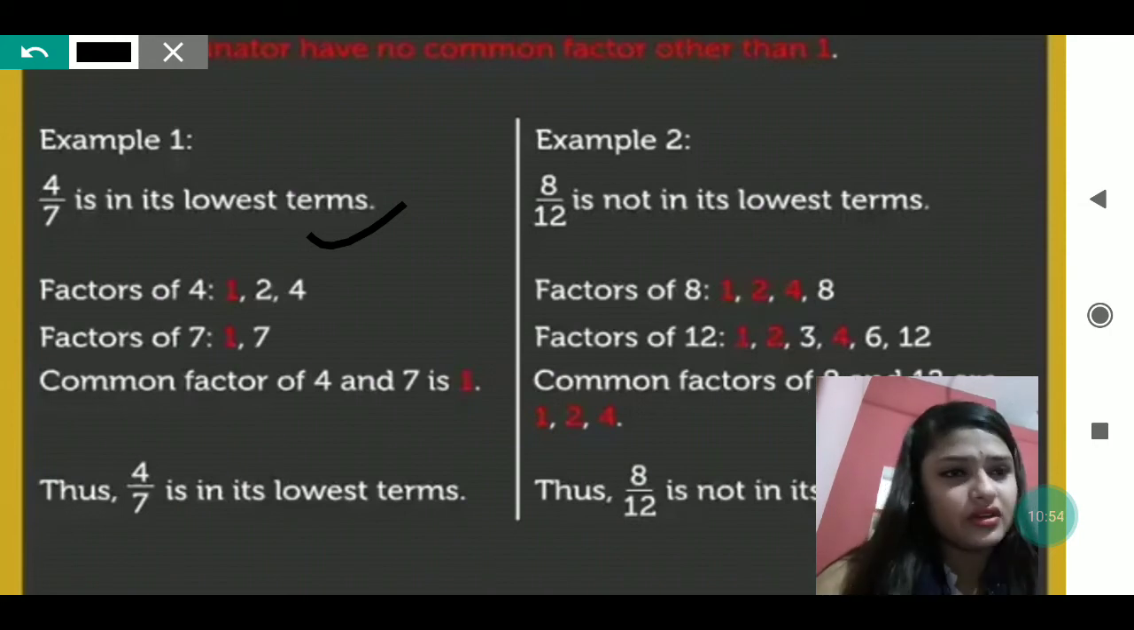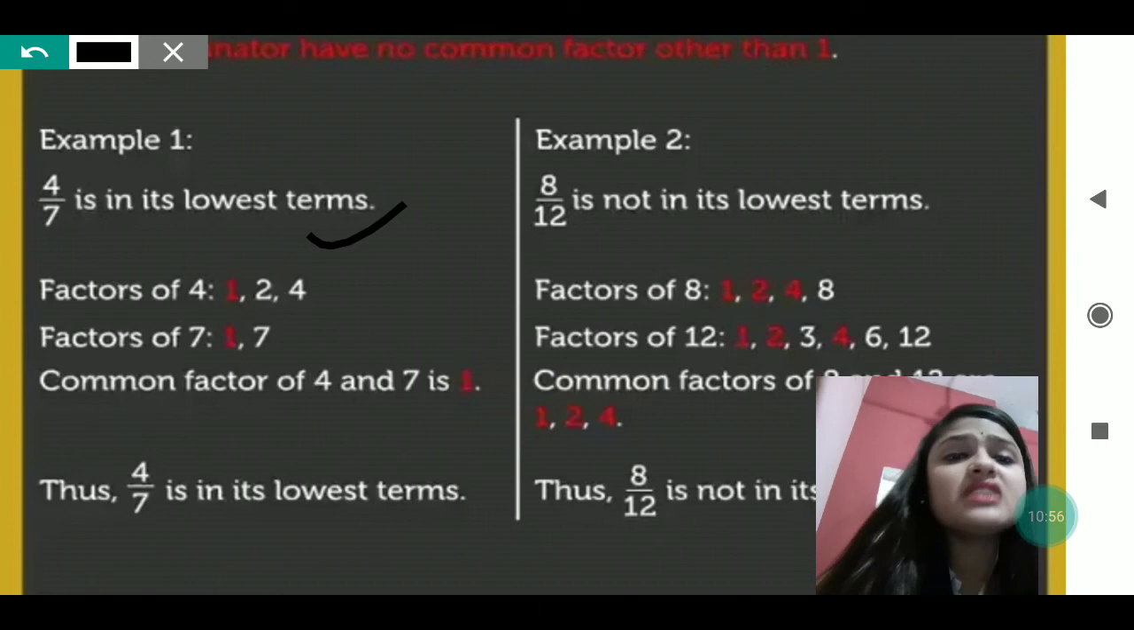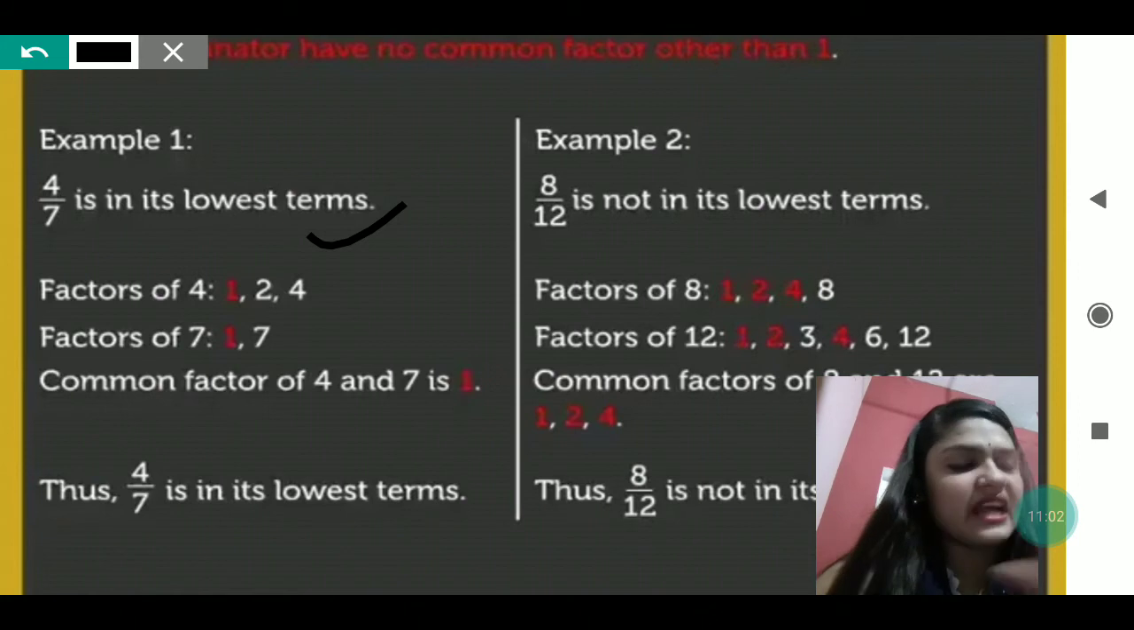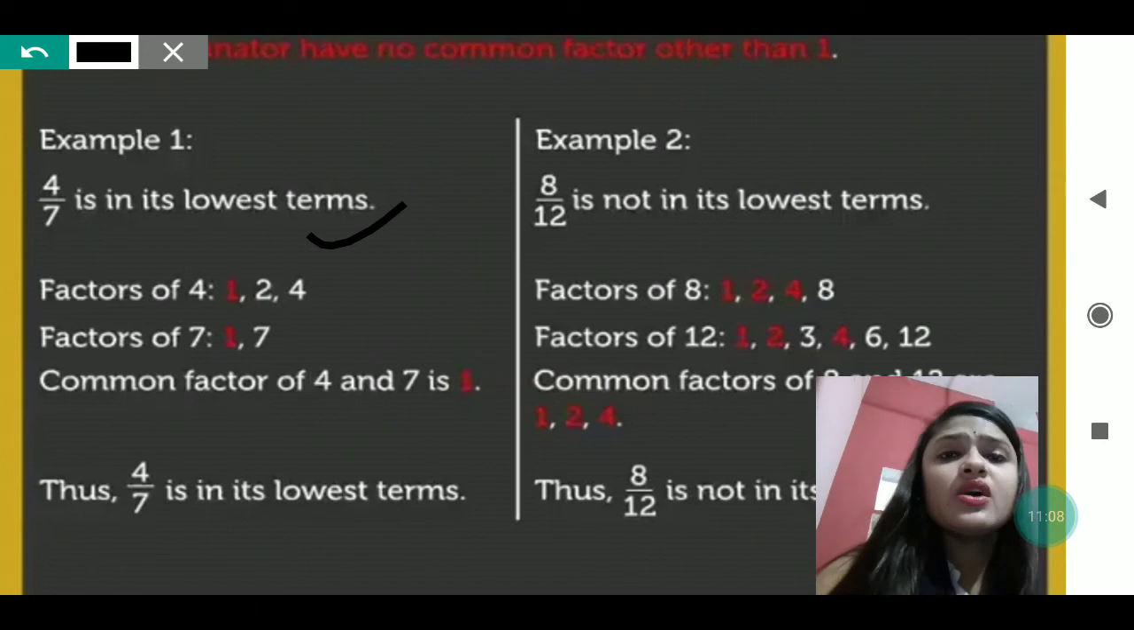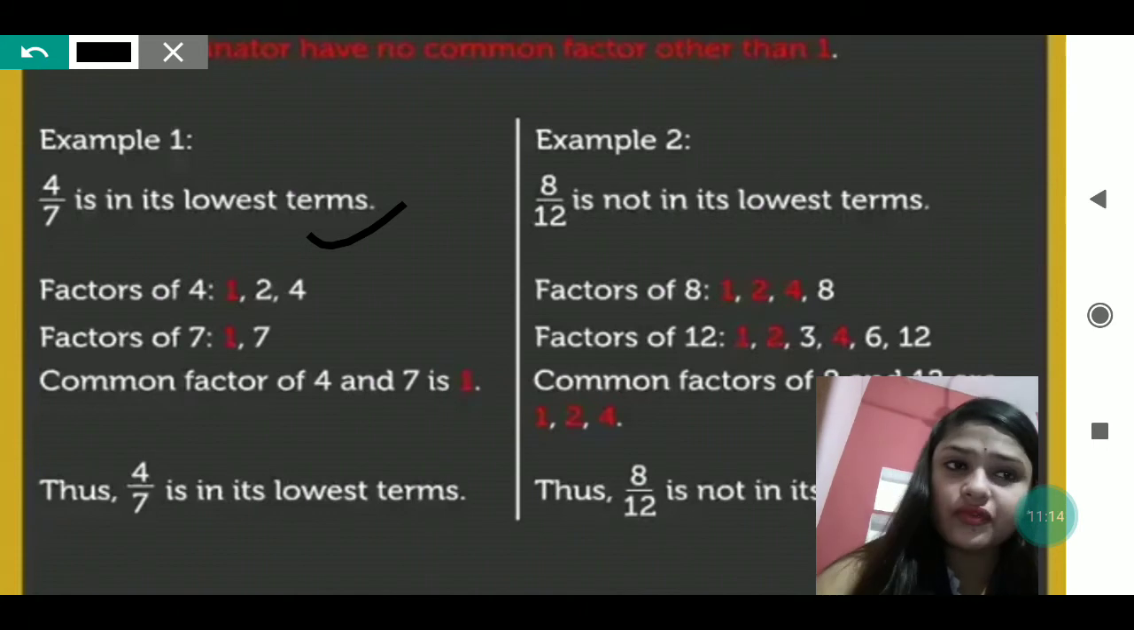Factors of 4. What are the factors of 4? Factor means the numbers which divide that number completely without any remainder. Like 1 can be a factor of 4, 2 can also be a factor of 4, and 4 can also be a factor of 4. Whereas in 7, 1 can be a factor of 7 and 7 can be a factor of 7.